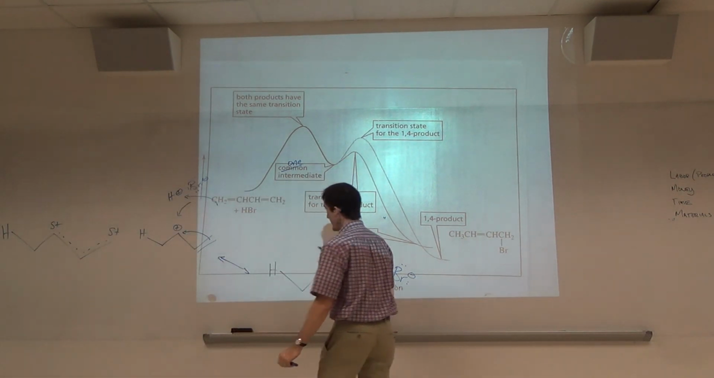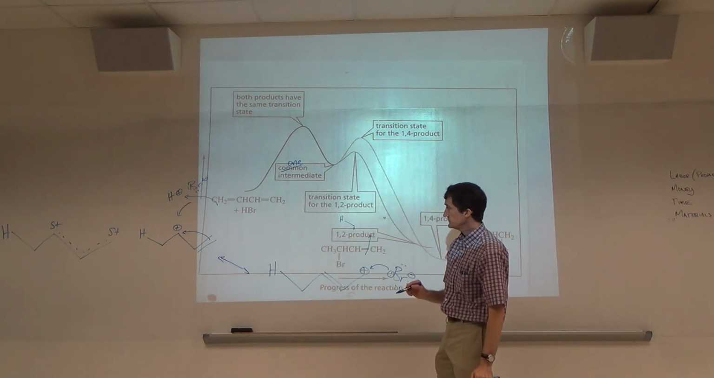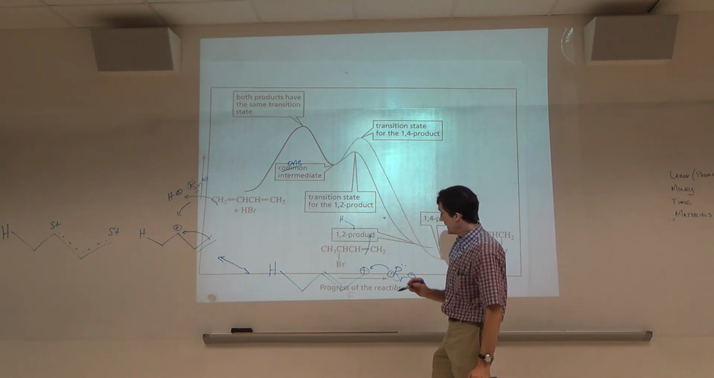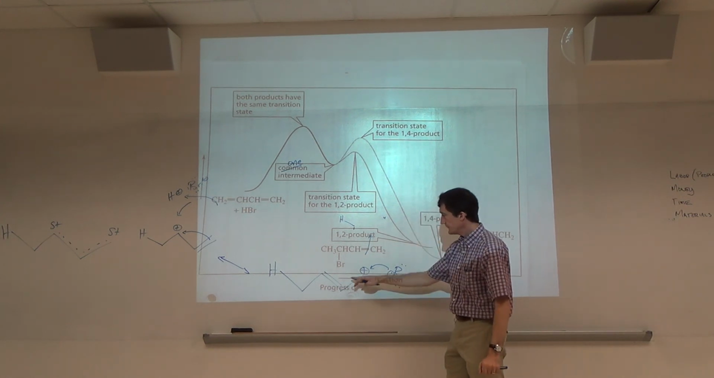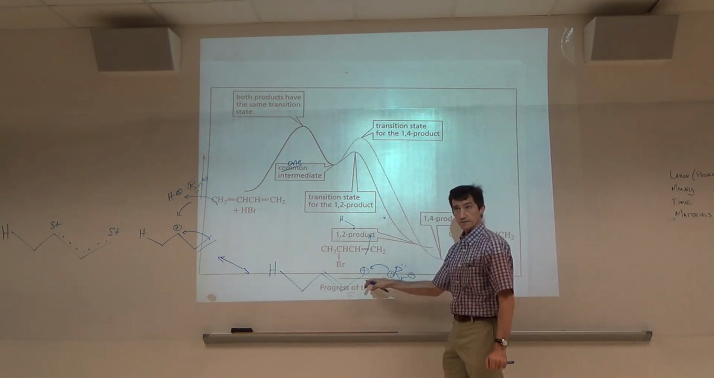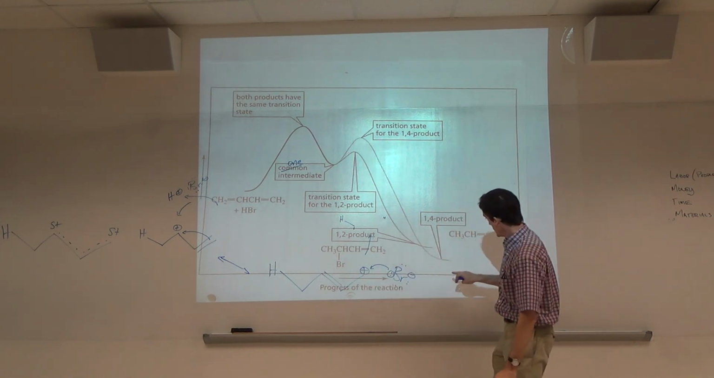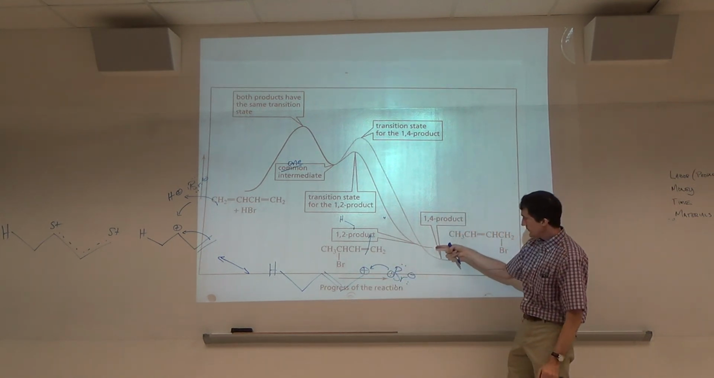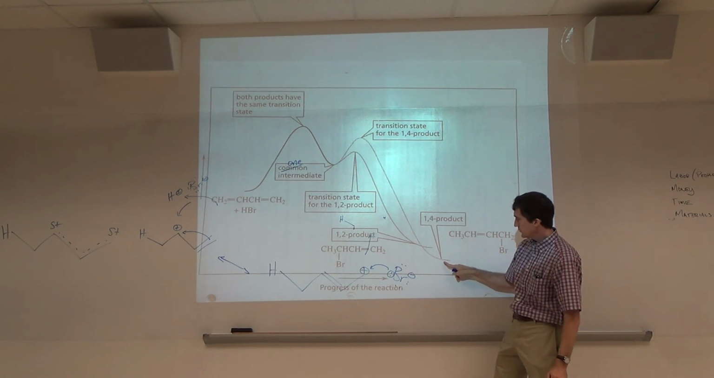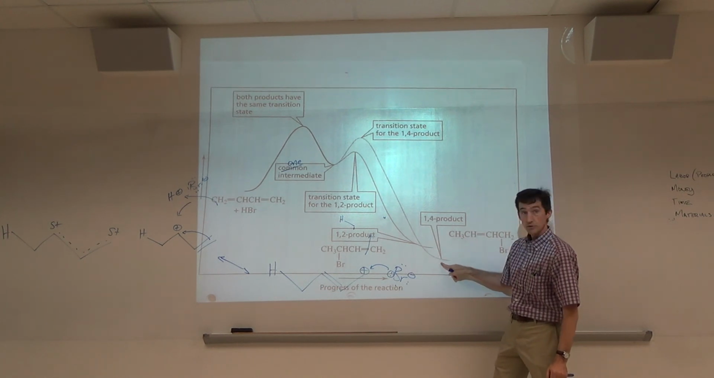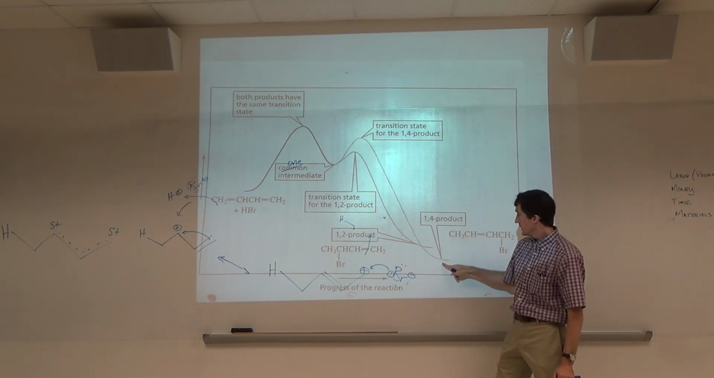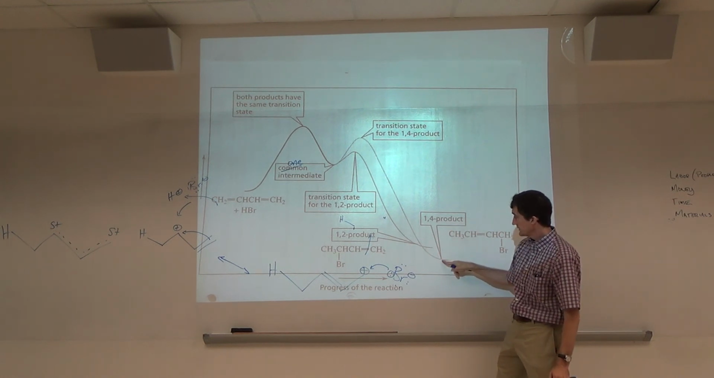Now from there, the Br minus adds. If it adds here, that gives the 1,4 product, which is the most stable in this case. And so, if we look at these end products, you see how the 1,4 product is more stable than the 1,2? It's lower in energy. So indeed, that's the thermodynamic product.